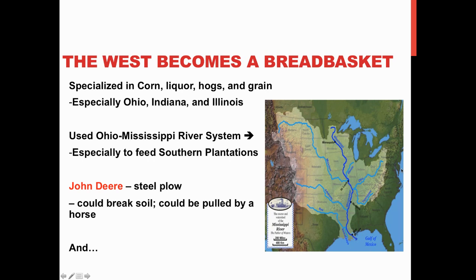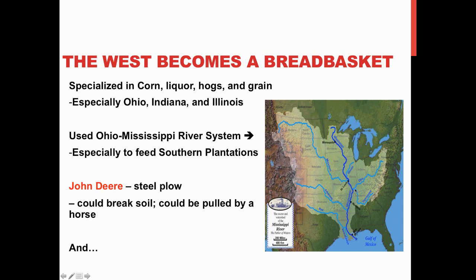And because we don't yet have massive roads or canals or all these things, how are you going to be able to transport your crops to the buyers, the consumers? The answer to that is the ever important Mississippi River. The Mississippi River is the key in connecting the West to the rest of the United States.